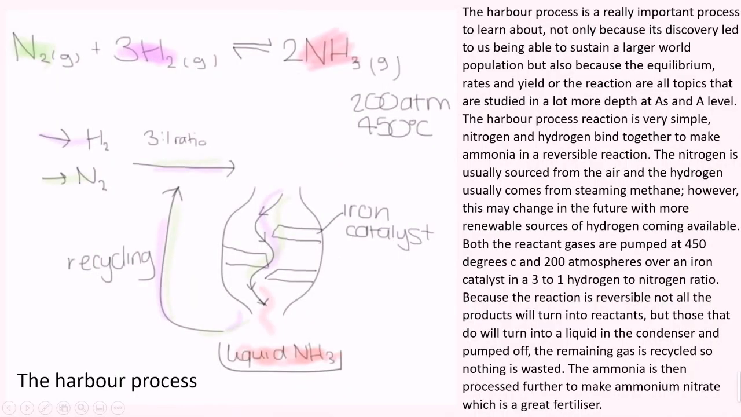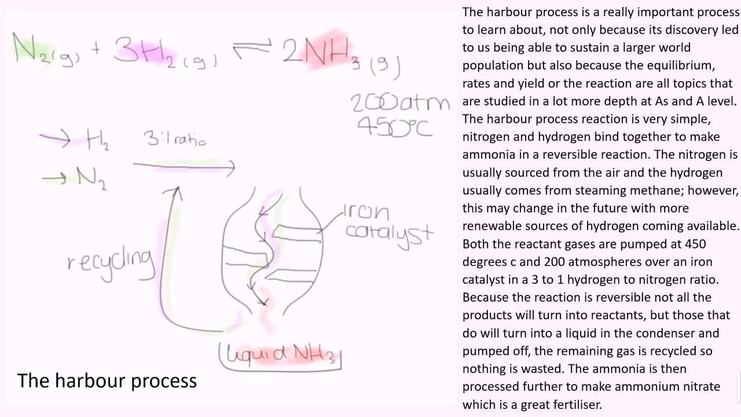The Haber process is a really important process to learn about, not only because its discovery led to us being able to sustain a larger world population, but also because the equilibrium, rates and yield of the reaction are all topics that are studied in a lot more depth at AS and A level. The Haber process reaction is very simple. Nitrogen and hydrogen bind together to make ammonia in a reversible reaction.